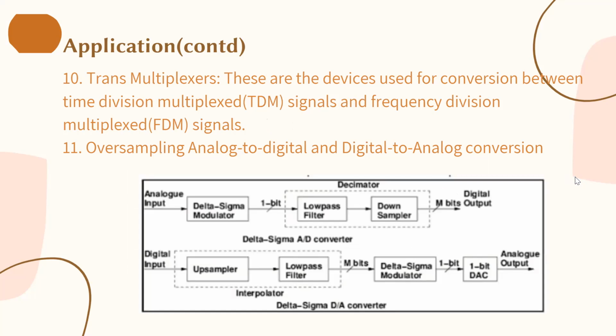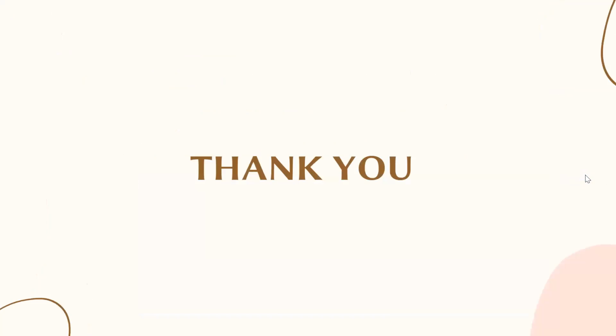Then the next application is in transmultiplexers. These are devices used for the conversion between time division multiplexed signals and frequency division multiplexed signals. We also have its application in oversampling analog to digital and digital to analog conversion. So while converting a signal from analog to digital, we use downsampling, and while converting from digital to analog, we use upsampling. So this is used for reducing the computational complexity and reducing the transmission data rate. Next slide. Thank you.